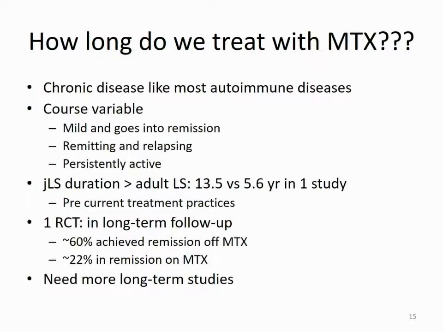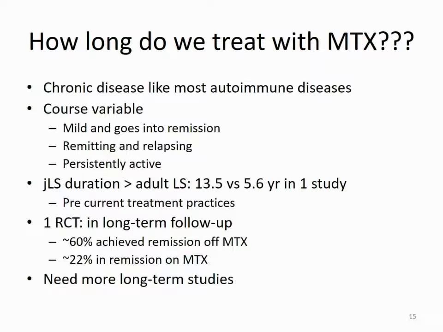And then, so how long do we treat? Another question we'd all love to know. This is a chronic disease like most autoimmune diseases, and the course is variable. So we have some patients that are active, but it goes into remission. Then we have others where it's active, it goes into remission, but then it comes back and goes into remission again, and that can go on. And some are just always active because we don't seem to be able to control it. Fortunately, those are very small in number.